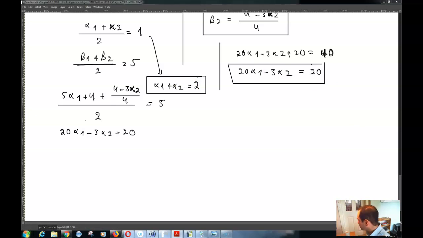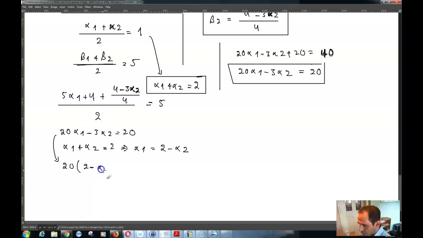Now, solving equations in 3 for alpha 1 and alpha 2. So you need to now solve these equations for alpha 1 and alpha 2. So we have 20 alpha 1 minus 3 alpha 2 is equal to 20. And I also have this one over here, alpha 1 plus alpha 2 is equal to 2. So I can write alpha 1 is equal to, for example, 2 minus alpha 2, and then put it in here. So that is 20 times 2 minus alpha 2, minus 3 times alpha 2 is equal to 20.